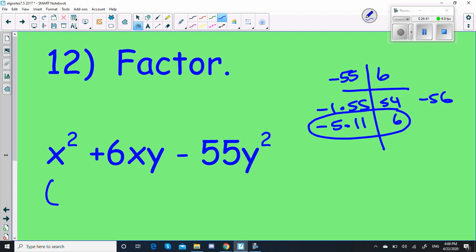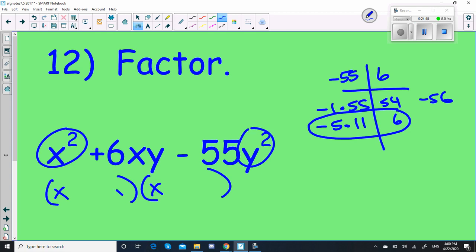Okay, so I put my parentheses in. It's x squared, so I put x and x in the front positions. And it's y squared, so I put y and y in the back positions. And then I use these numbers that we came up with in the table. So minus 5y is my front one, and plus 11y is my back one.